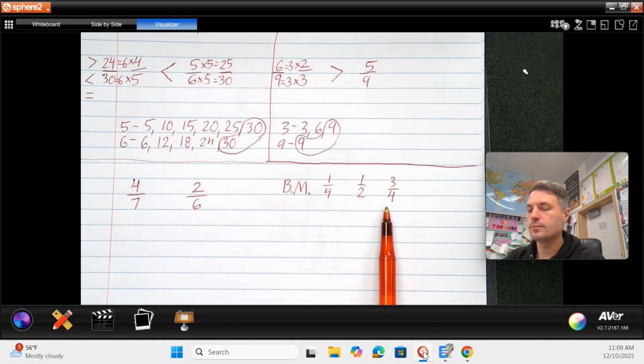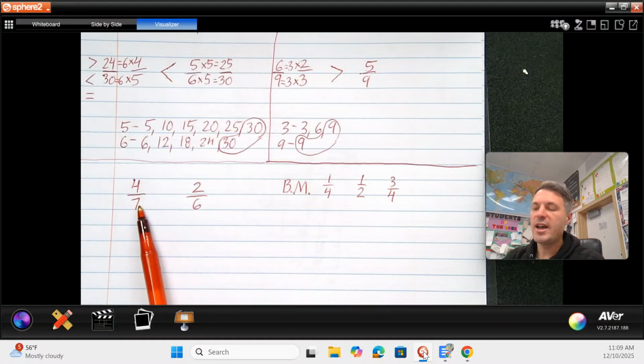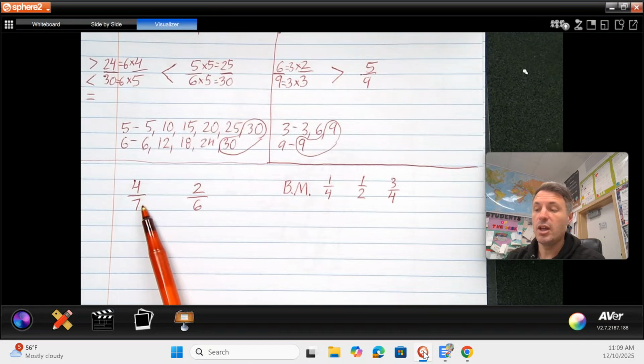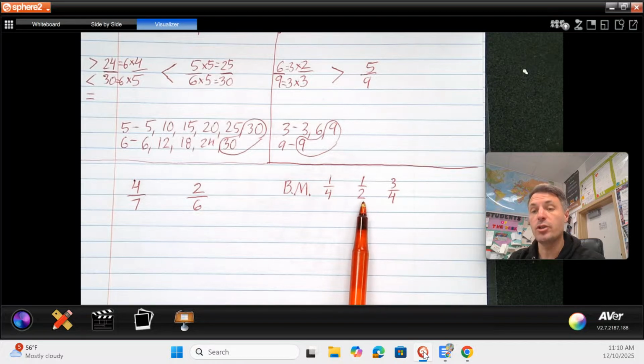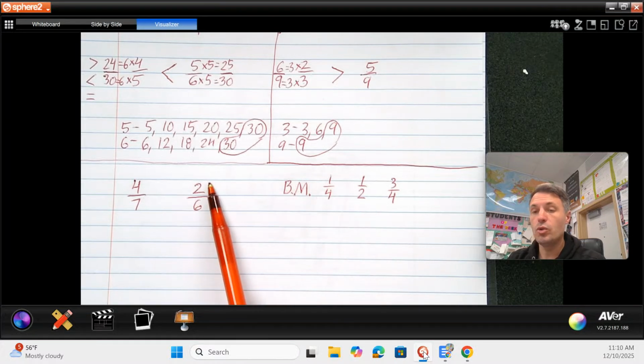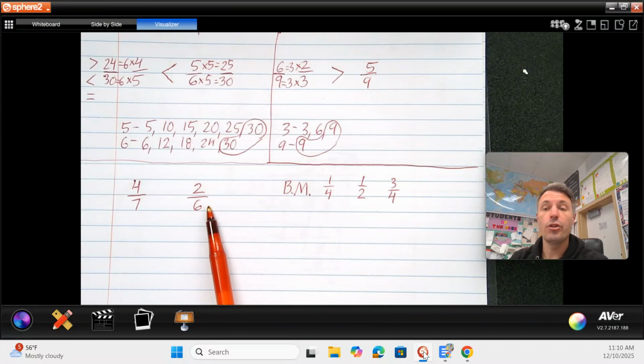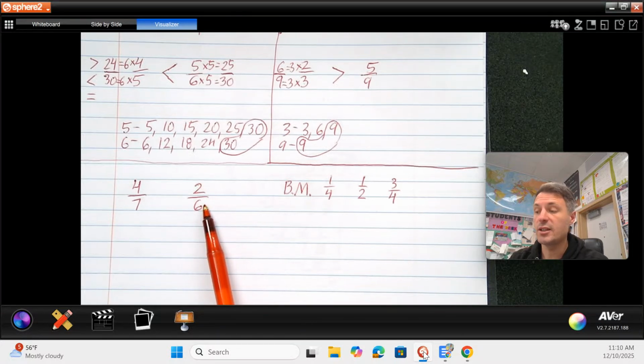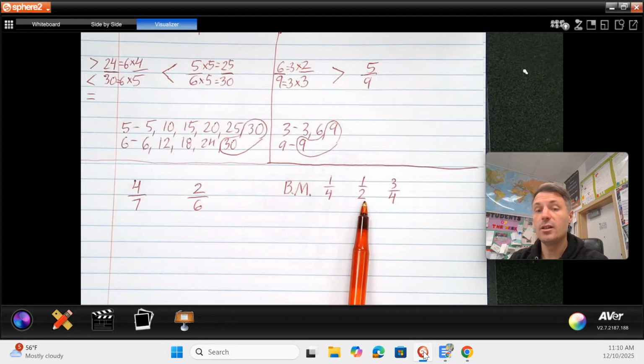For instance, 4/7. Ask yourself, is 4 more than half of 7? Yeah, because 3.5 would be half of 7. And 4 is half of 8, which is a bigger number than 7. So that means 4 is more than half of 7. So that means 4/7 has to be bigger than this benchmark fraction, 1/2. Is 2 more than half of 6? No, 2 is less than half of 6 because 3 is exactly half of 6. So since 2 is less than half of 6, 2/6 has to be less than 1/2.